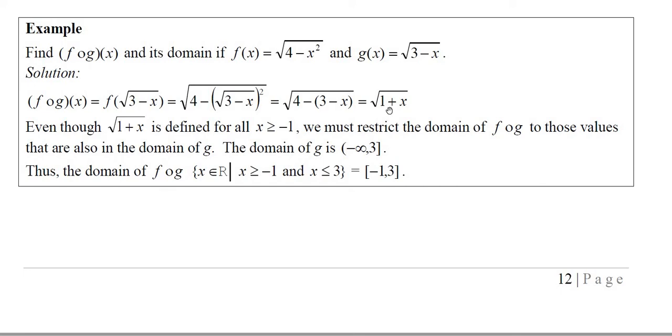This is now f circle g. So now we find the domain of this. The domain of this one is the inside, which is 1 plus x greater than or equal to 0. That will give us x greater than or equal to negative 1. And now we combine that, x greater than or equal to negative 1, with our x less than or equal to 3. There it is, those two. And we will see that is going to be the overlap. So that is going to be the domain. Okay, I hope you understand this.